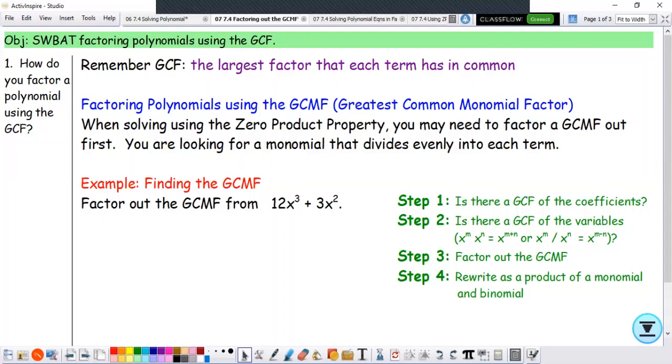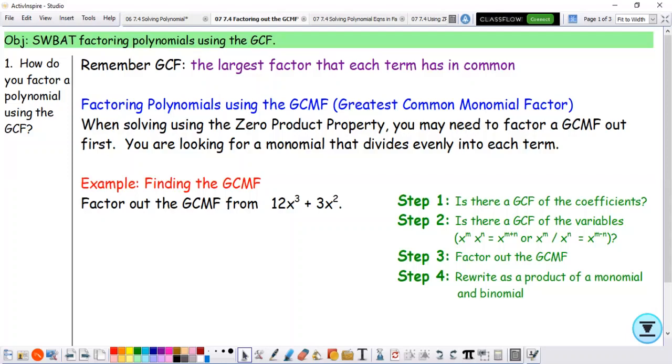In this video, we are going to look at using greatest common factors, and more specifically, greatest common monomial factors. The greatest common factor is the largest factor that each term has in common. Greatest common monomial factor involves the variables. So when we say greatest common factor, we're talking more in terms of numbers. When we say greatest common monomial factor, we're including variables.